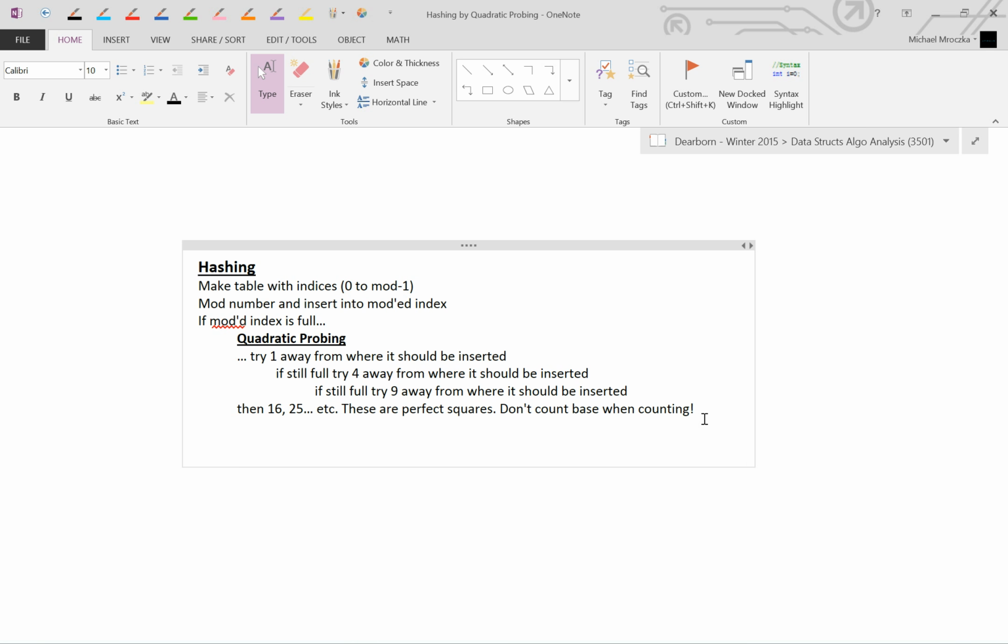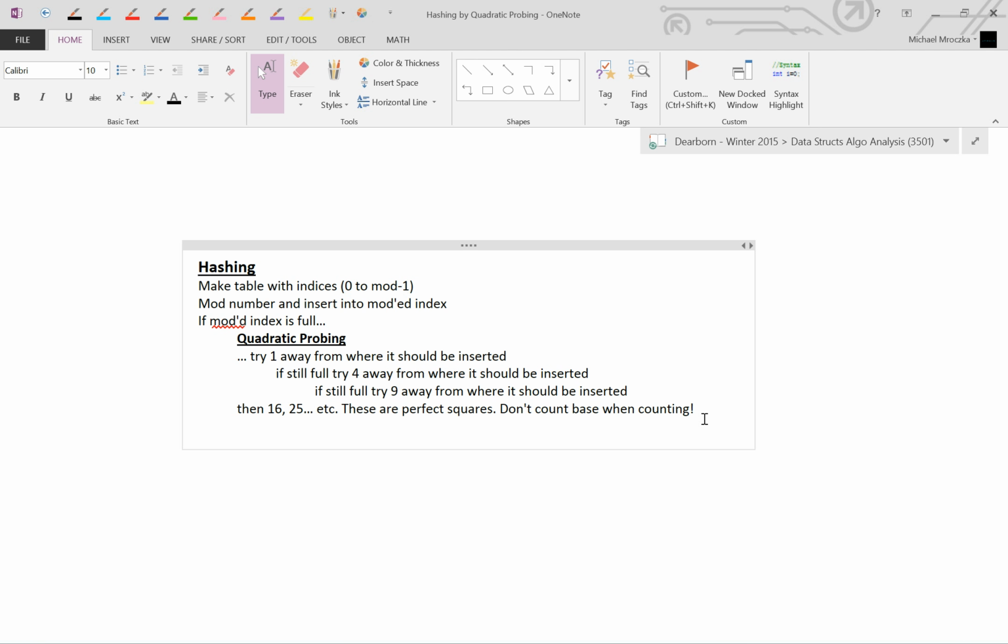So perfect squares are going to be 1, then 4, then 9, then 16, 25, and so on and so forth. Just keep in mind that's how we're getting those numbers. They're not magic numbers, they're actually perfect squares.